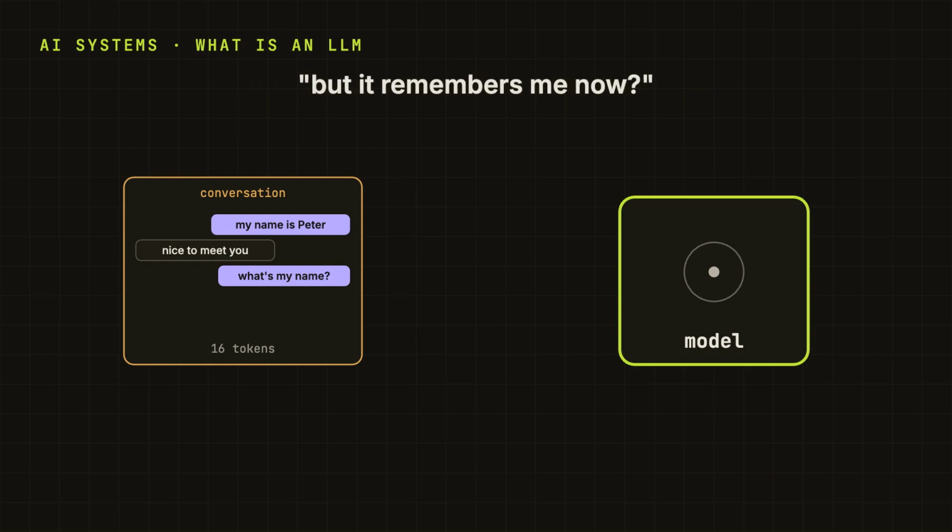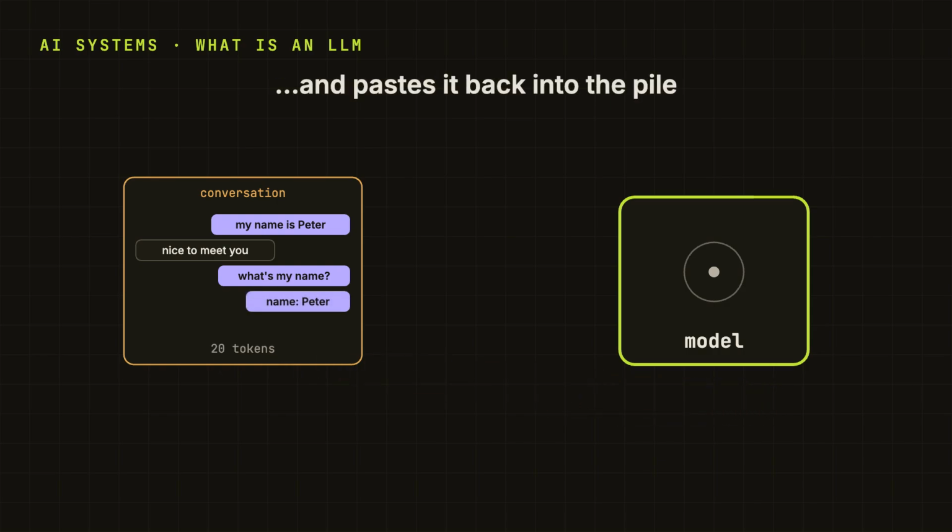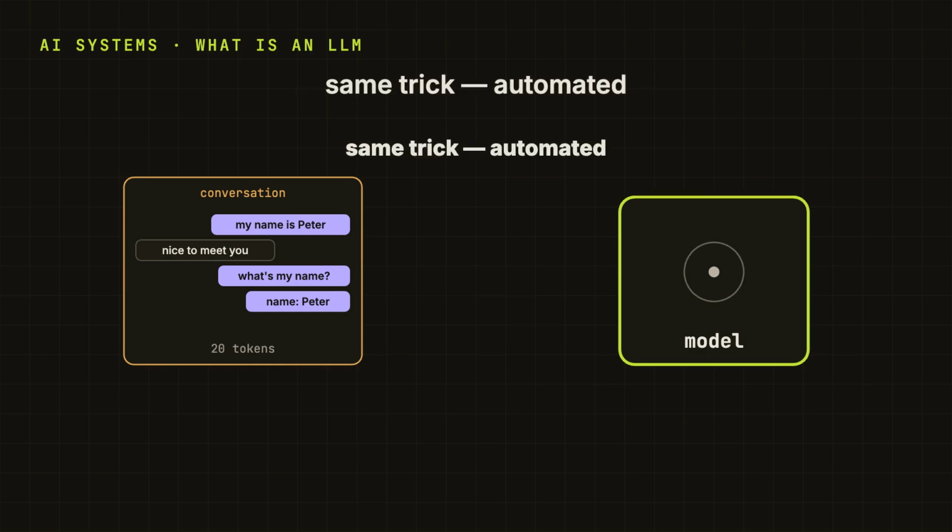Now, you might be thinking, but ChatGPT does remember things about me across chats now. And yeah, some apps have added a memory feature that saves a few facts about you and quietly pastes them back in. But look at what that actually is. It's the same trick, just automated. It's still text being refed into a model that on its own remembers absolutely nothing.